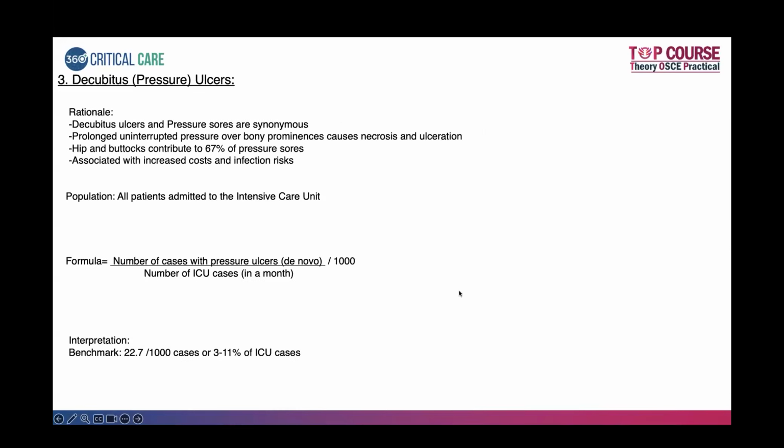Then coming to decubitus pressure ulcers. Decubitus ulcers and pressure sores are synonymous. Prolonged uninterrupted pressure over bony prominences causes necrosis and ulceration. Hip and buttocks contribute to 67% of the pressure sores. It is associated with increased costs and infection risks. Again, the population here includes all patients admitted to the ICU, and the formula is the number of cases with pressure ulcers de novo, which have occurred newly, divided by the number of ICU cases in a month, times 1000. Here the benchmark is 22.7 per 1000 cases. For iatrogenic pneumothorax, it was 0.83. Here it is 22.7, or 3 to 11% of ICU cases.